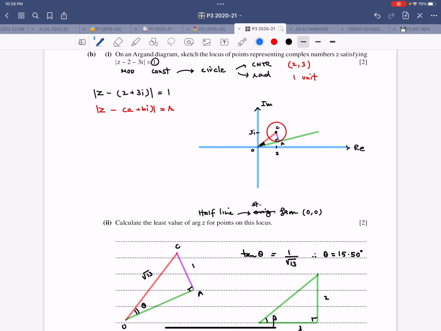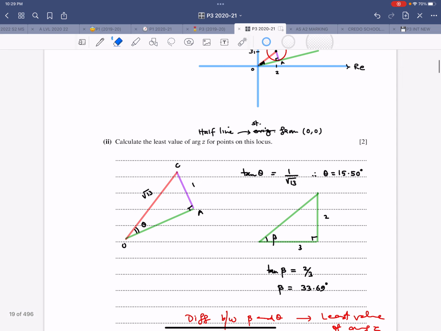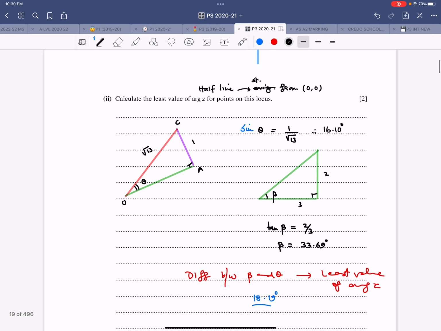Oh sorry, one small mistake. This is not tangent, this is sine. So let me change my working over here. Therefore 1 divided by root 13. Square root of 13, reciprocate, sine inverse. This is 16.10 degrees, and this other angle is 33.69.